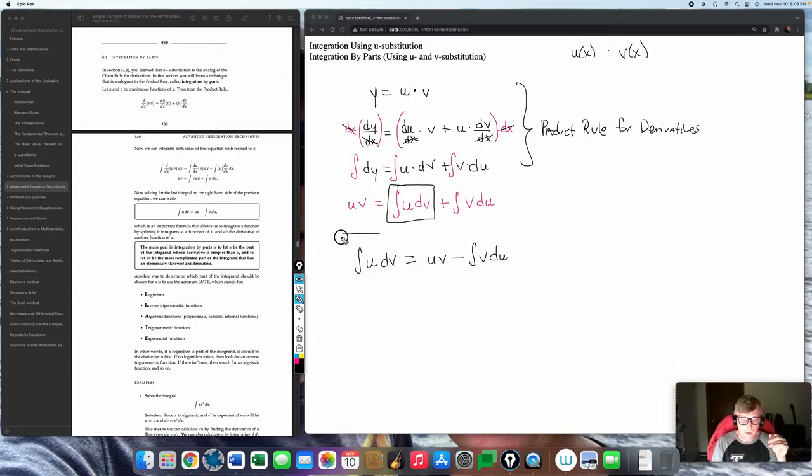Now if you're taking good notes, and if you're one of my students, I really hope you are, this is the formula for integration by parts. Now let me tell you why it's called integration by parts. Because there's going to be two parts to our integrand. There's going to be a part that we have to differentiate. We have to find du. And there's going to be another part that we have to anti-differentiate.